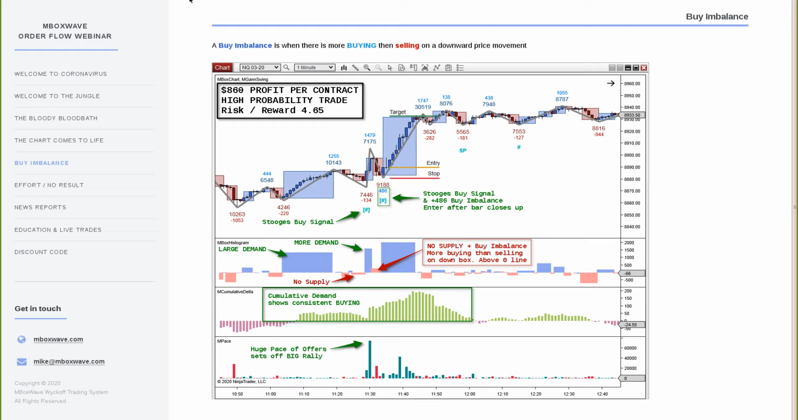What are the really large numbers at the end of each box? Well, the large number here is total volume. The small one is delta volume. The delta volume is more significant than the total volume because it shows you the difference between the buying and the selling.